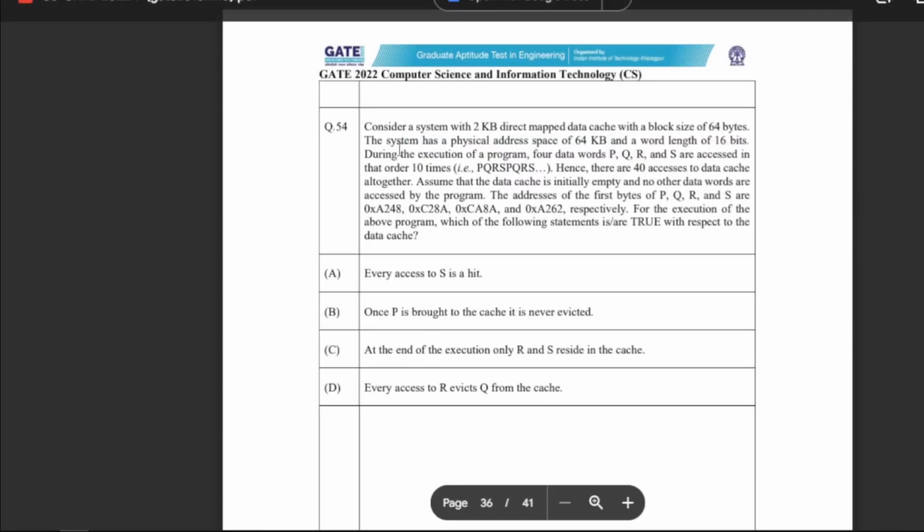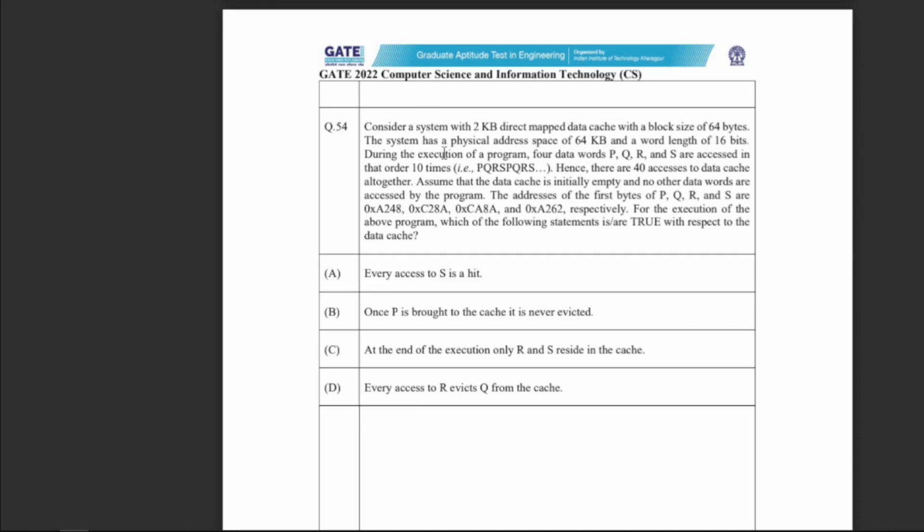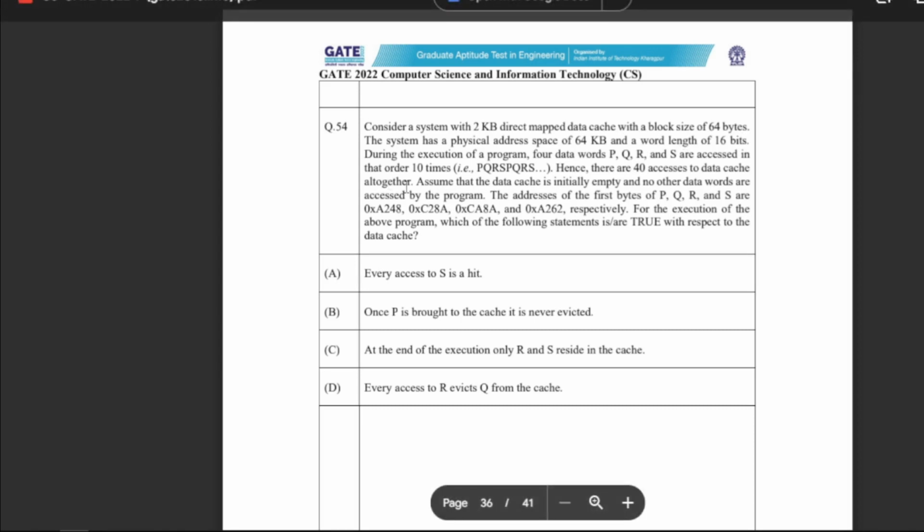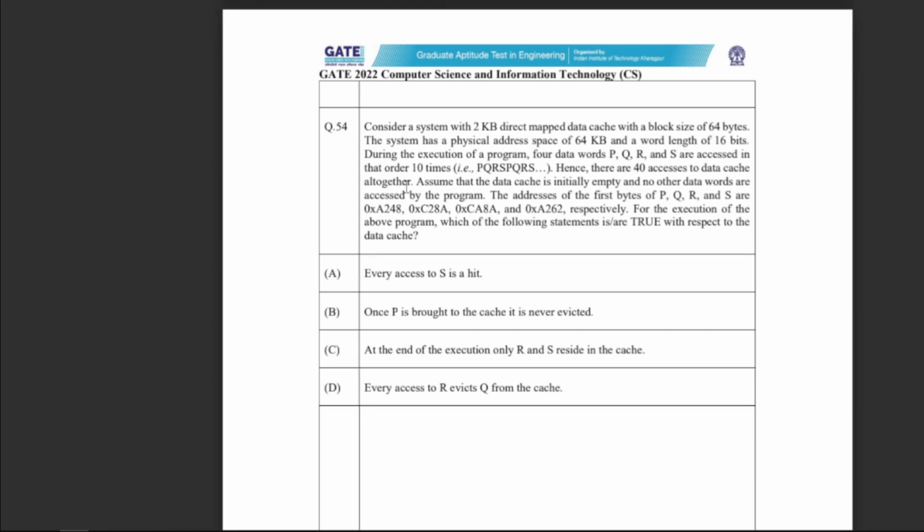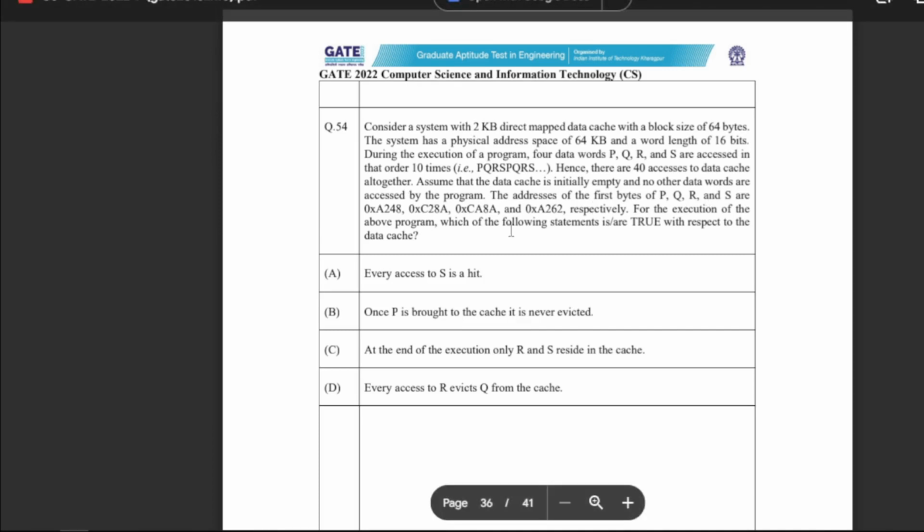Now next question is 54. Consider a system with 2 KB direct mapped data cache with a block size of 64 bytes. The system has a physical address space of 64 KB and a word length of 16 bit. So during the execution of a program, 4 data words P, Q, R and S are accessed in that order 10 times, and hence there are 40 accesses to data cache altogether. Assume that the data cache is initially empty and no other data words are accessed by the program. So the addresses of the first bytes of P, Q, R and S are these respectively.